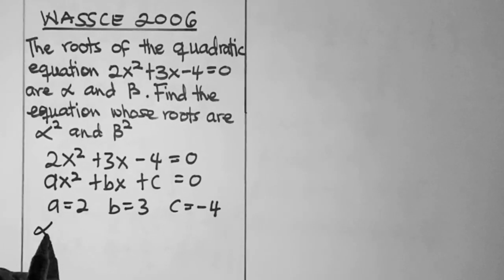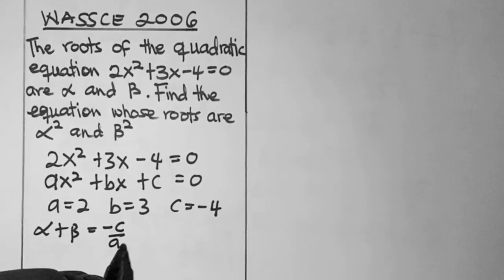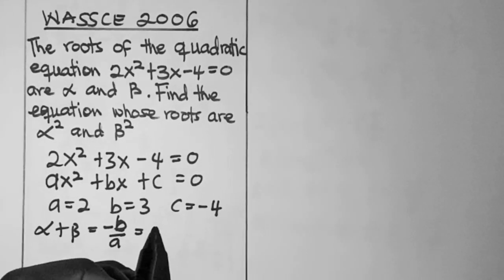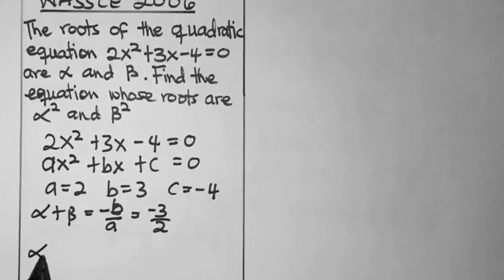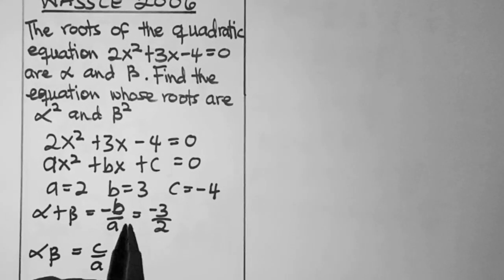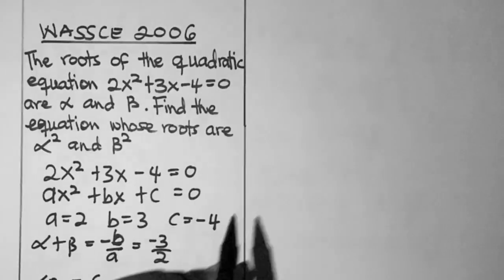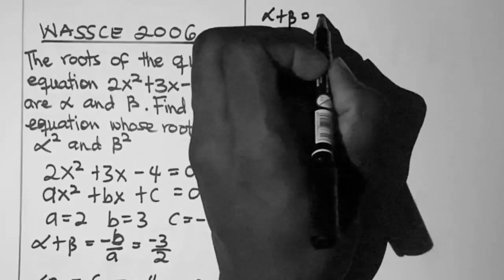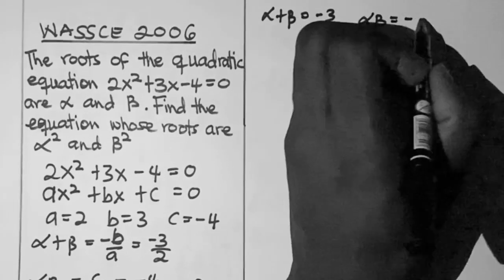So we need to find the sum of roots alpha plus beta, and that is equal to minus b over a, and this is equal to minus 3 over 2. Then we need to find the product of roots, which is alpha beta, and that is equal to c over a. Then c over a, c is minus 4 divided by a, 2, and that's equal to minus 2. So the sum of the roots alpha plus beta is equal to minus 3 over 2, then alpha beta, the product of the roots, is equal to -2.